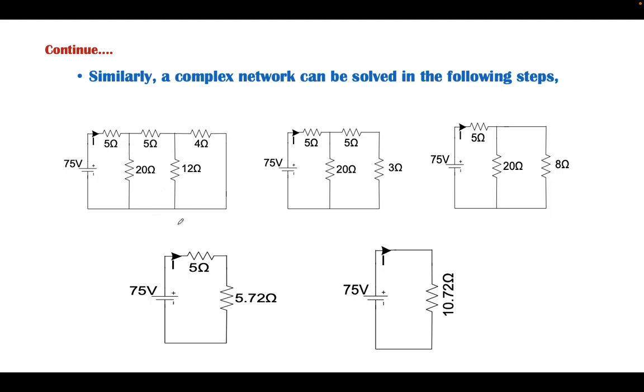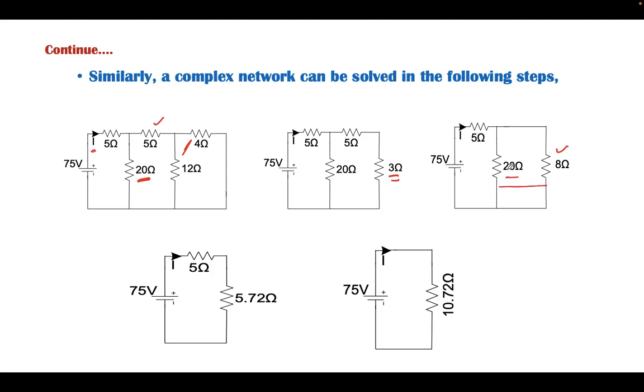Now here we have an example network. If we are supposed to find the current supplied by the battery, first of all we have to solve these two elements. These two elements are in parallel. The parallel combination of these two elements gives 3 ohm, and this 3 ohm is now in series with this 5 ohm resistance. Taking the sum of these two resistances, it will be 8 ohm, and this 8 ohm is now in parallel with 20 ohm.